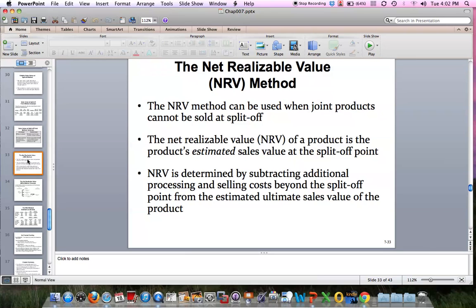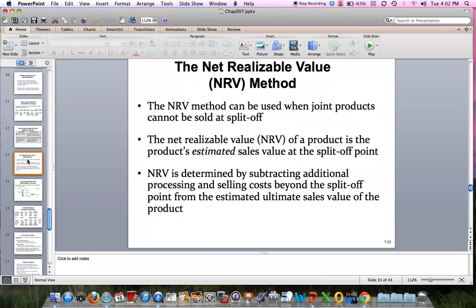The third method is what they call the NRV, or net realizable value method. That method is described on pages 244 and 245. They describe it on 244, and then at the bottom of 244 you'll see Exhibit 7.22, which will then kind of walk us through how it's done.